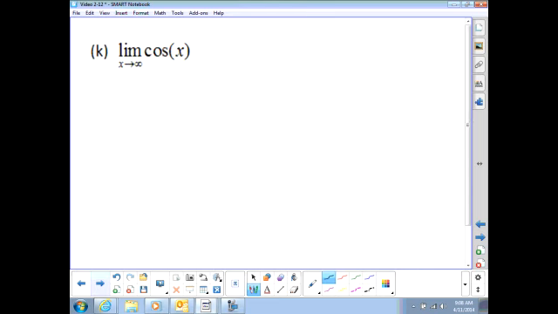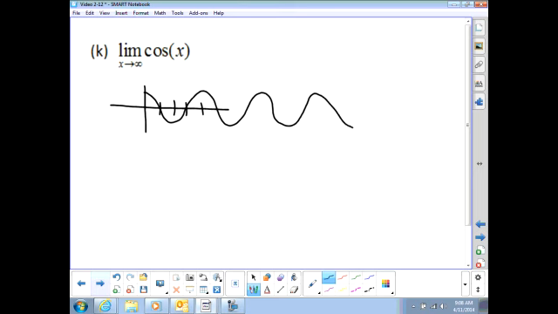If we look at cos x, cos x will look something like this, and then it'll just keep oscillating. So just like the example we saw before, I think we saw sine x plus 4, same idea, this limit will not exist.